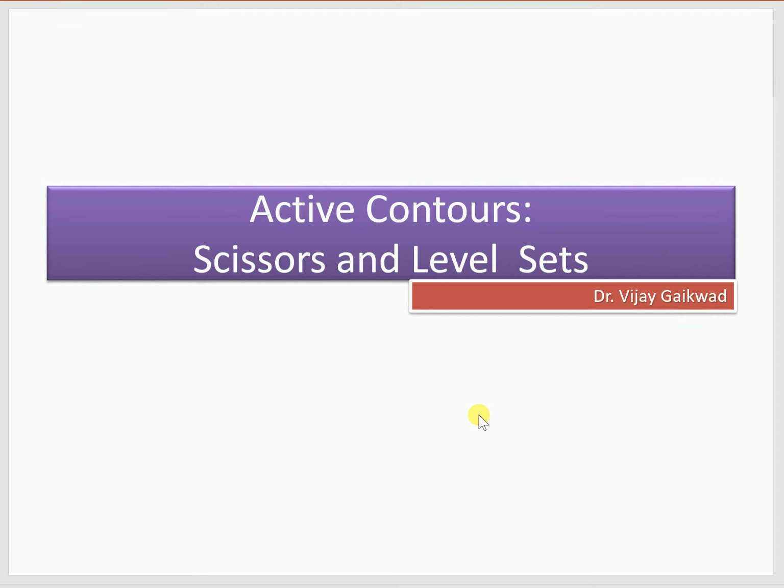Active contours, scissors and level sets. Hello friends, welcome to this session on level sets. We are going to discuss today the scissors and the level sets, which are part of active contours. The role of active contours is to segment the image for various shapes and sizes.